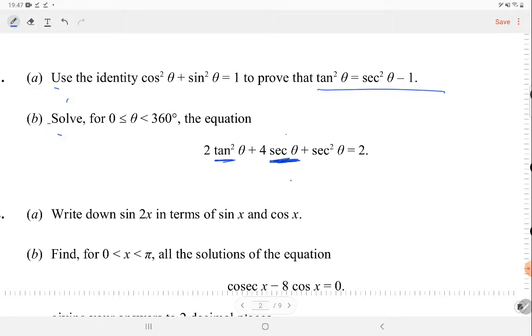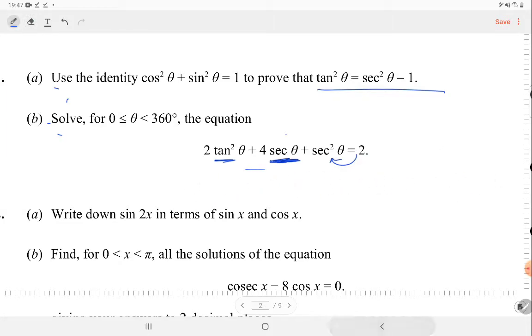Okay, so we know that 2 is going to be sec squared theta minus 1 plus 4 sec theta plus sec squared theta minus 2, because we want everything to equal 2. We just took that 2 to that side, okay? I just fast forwarded it a little bit.